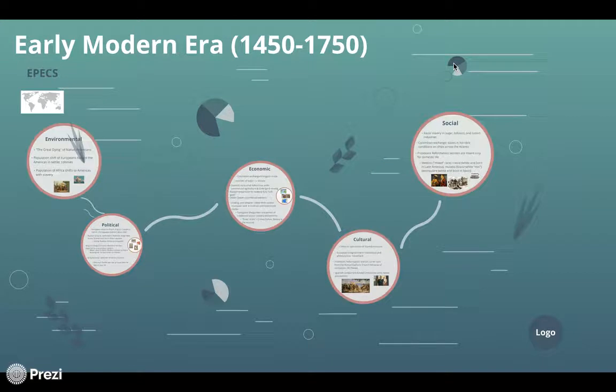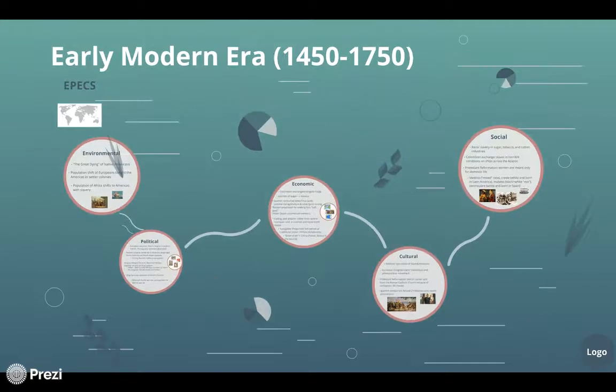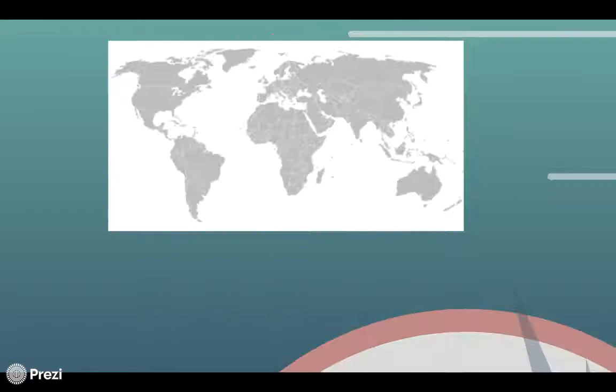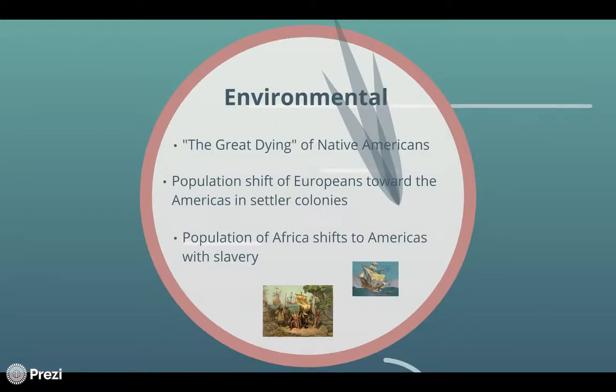So we're 1450 to 1750, and what's new in this era is that people over here in Afro-Eurasia moved to the Americas. So that hasn't really been happening before. Environmentally, the great dying of Native Americans happens. So Europeans, when they came over to the Americas, they brought European diseases with them that Native Americans didn't have immunity to. So a bunch of Native Americans died, and it was tragic.